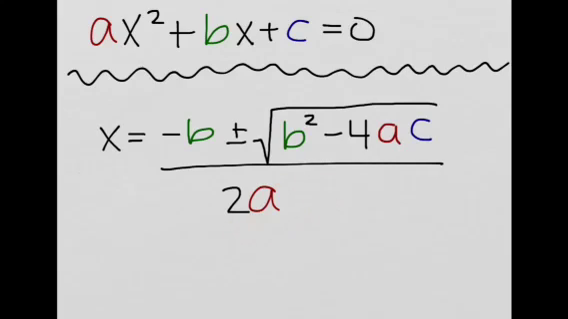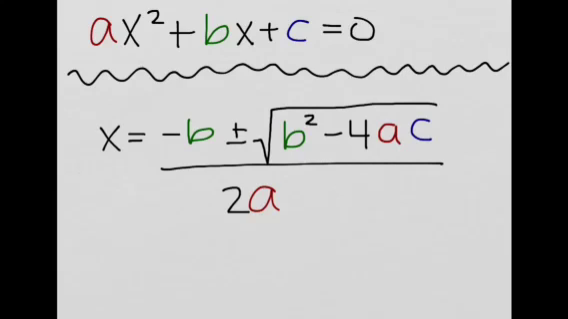Now, a catchy way to remember this is to sing it to the tune of Pop Goes the Weasel. So it'd be negative b plus or minus the square root of b squared minus 4ac all over 2a. Maybe you should say that song to yourself a couple of times and the quadratic formula will stick in your head for a long time.